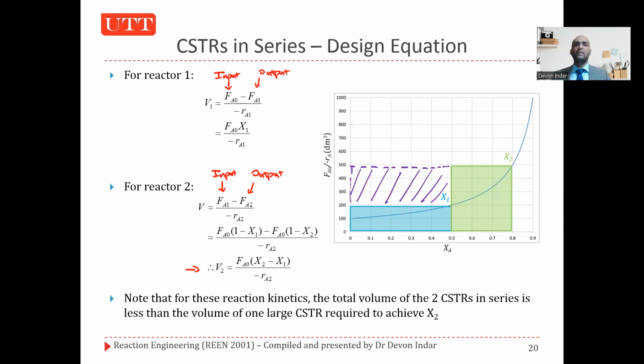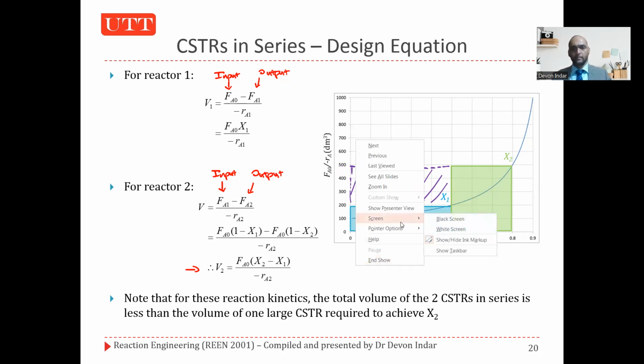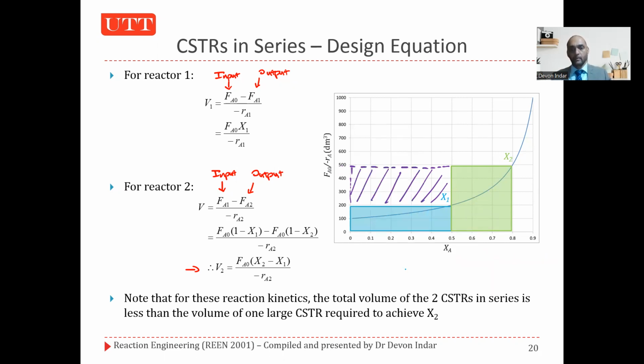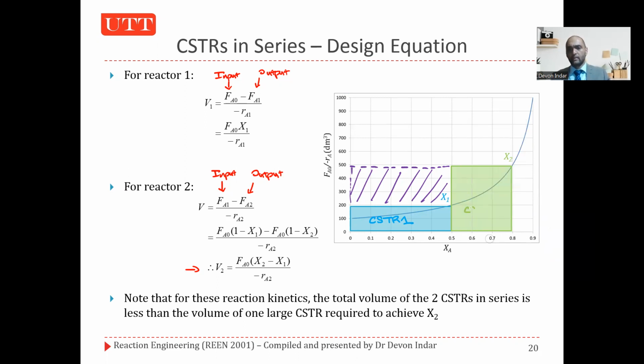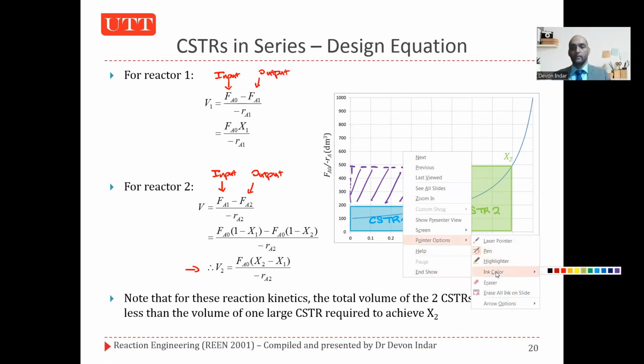But if we had two CSTRs in series, the first CSTR, reactor 1, would be this blue area. I'll just put it in a color. That would be the volume for the first CSTR, and the volume for the second one would be this. And so this purple area actually represents the volume that we saved by using two smaller CSTRs as opposed to one large one.